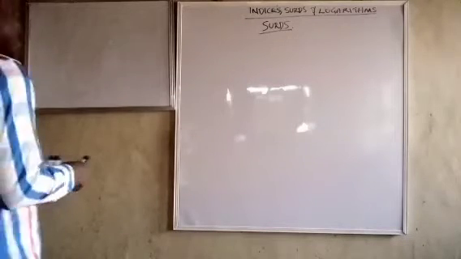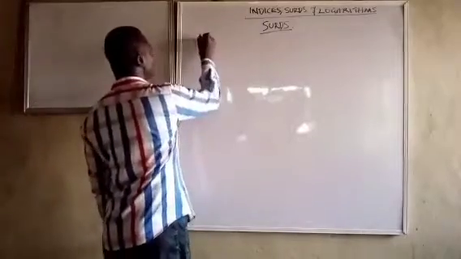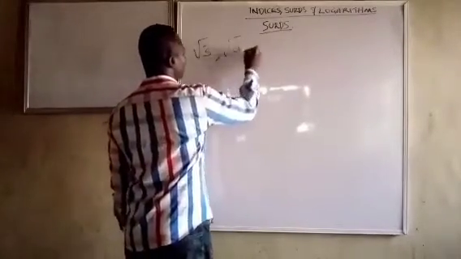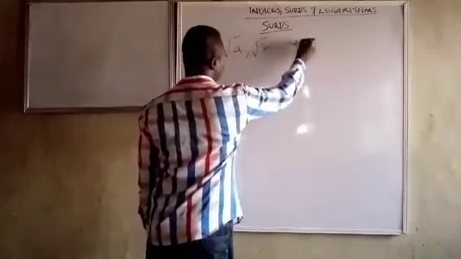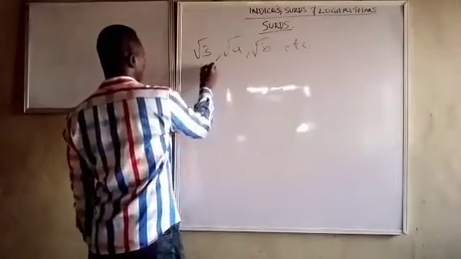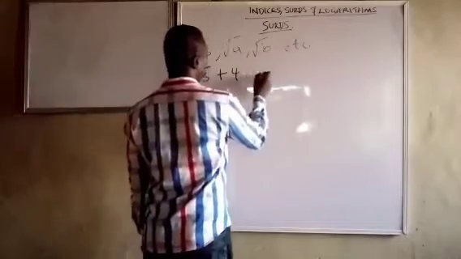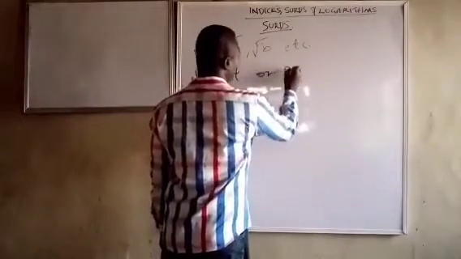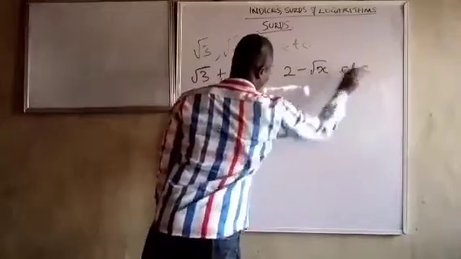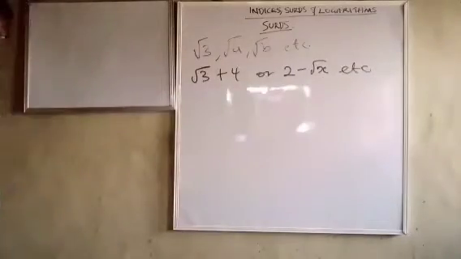So let me show you what I mean. When we are talking of surds, we are dealing with square roots of several numbers, like root 3, root A, root B, etc. We can sometimes have something like root 3 plus 4, or 2 minus root x. How do we solve it?